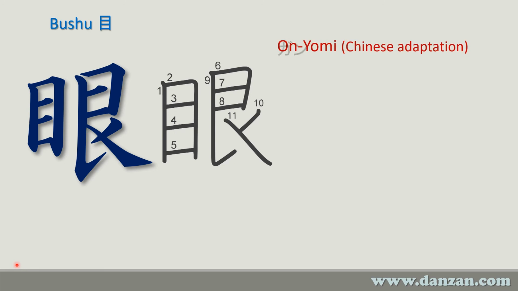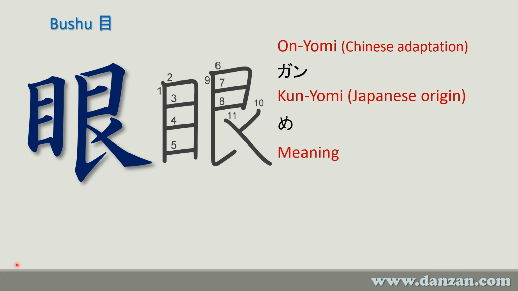The Chinese reading is gan. And the Japanese reading of this is me, same as eye. This can be read as me. And the meaning of this, different than the eye, specifically, this is the eyeball itself. So the eyeball. And we use it in Danzanru a couple of different ways.